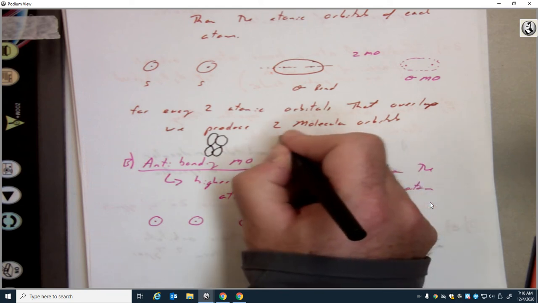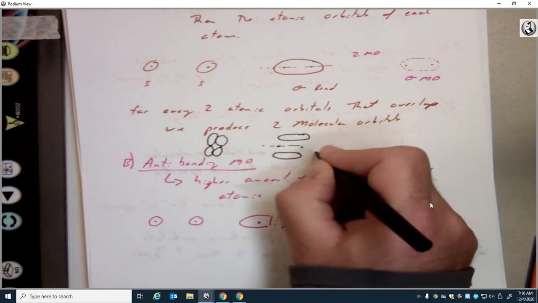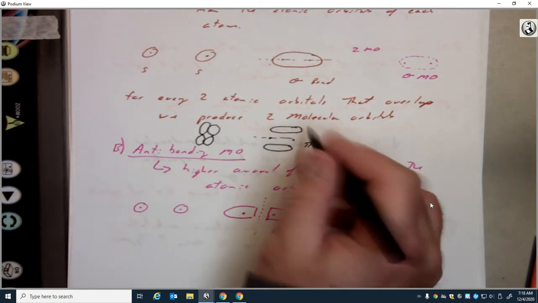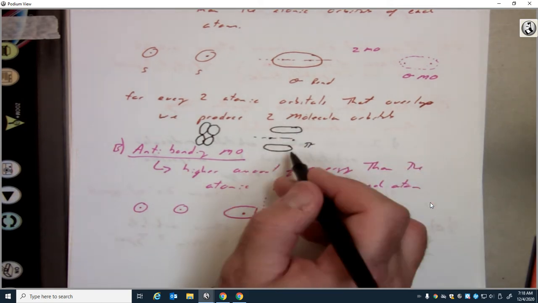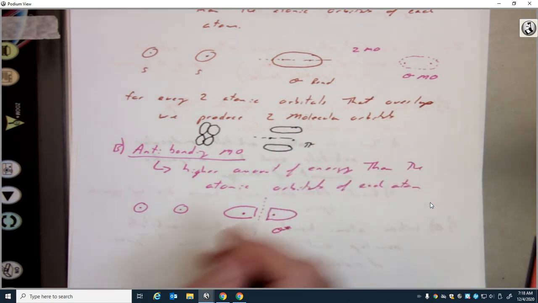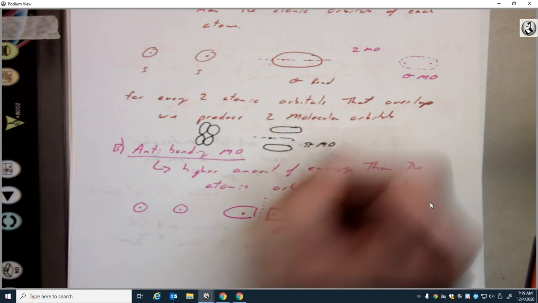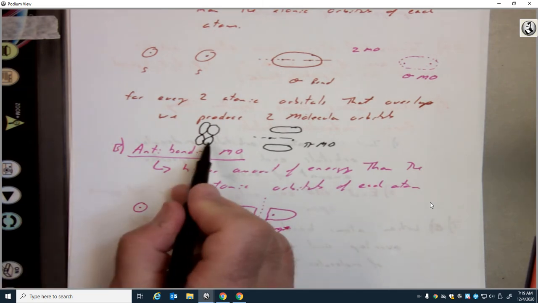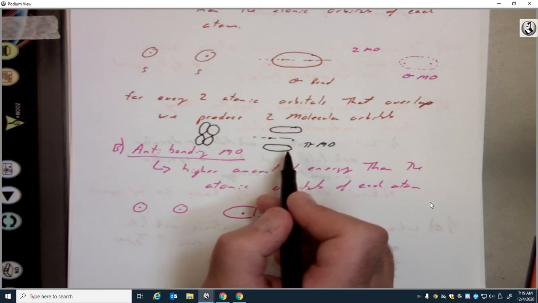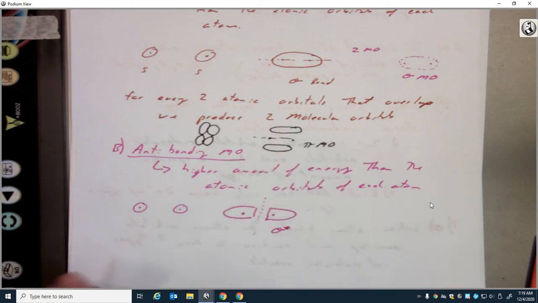Remember, we got that pi bond, so there was an area above and below the internuclear axis. This was a pi bond. Well, this is what's actually called the bonding pi molecular orbital. This is the actual shape of our pi molecular orbital. But remember, for every 2 atomic orbitals, we produce 2 molecular orbitals. One of them looks like this. This is the pi bonding molecular orbital.